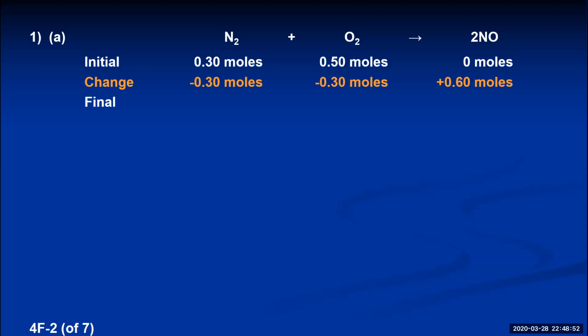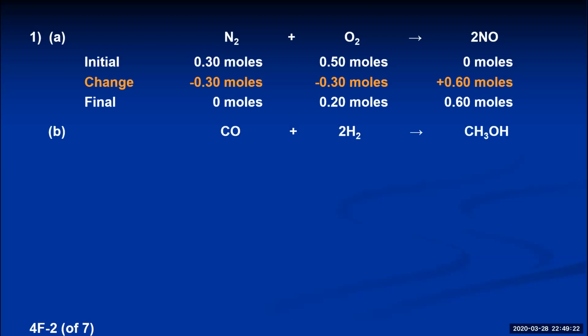The key is the 0.3 to 0.3 to 0.6 mole ratio should exactly be the same as the 1-to-1 to 2 mole ratio in the balanced equation. The changing number of moles exactly equals the coefficients in the balanced equation. Subtracting or adding the columns now, you'll have no moles of nitrogen at the end of the reaction, you'll have 0.20 moles of oxygen, and you'll have 0.60 moles of nitrogen monoxide.